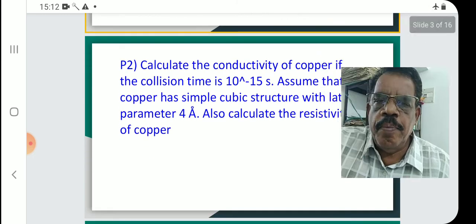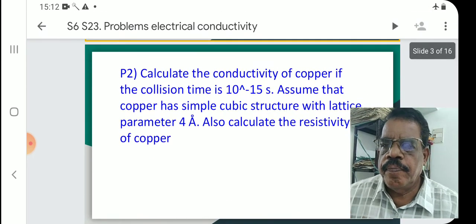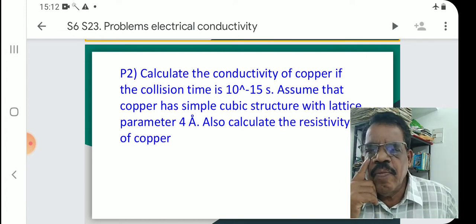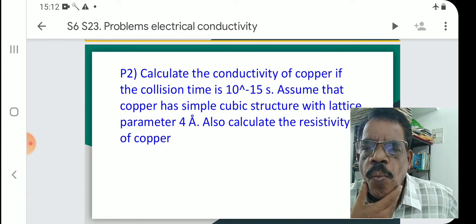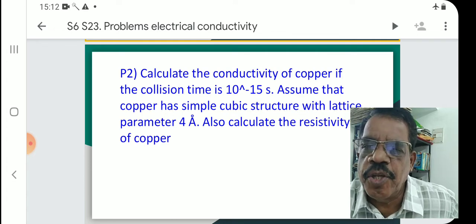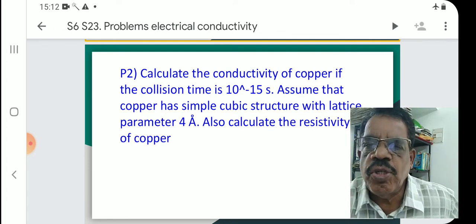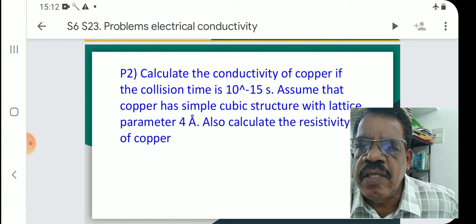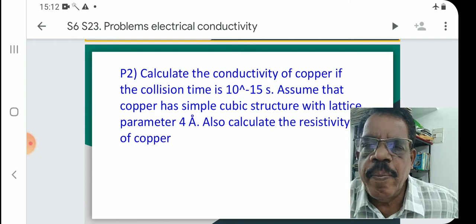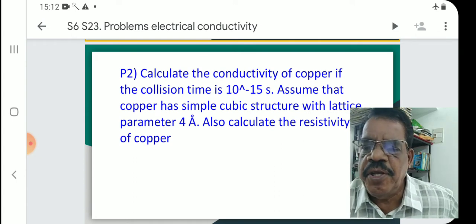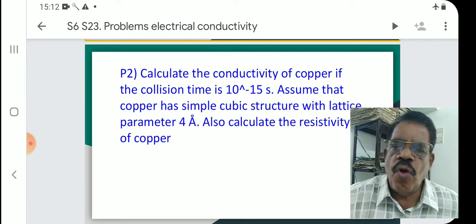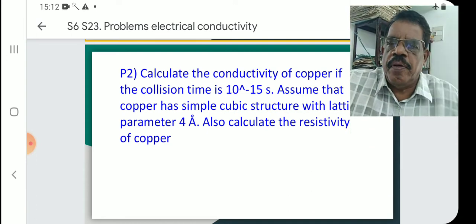Next problem number 2. Calculate the conductivity of copper if collision time is 10 raised to minus 15 seconds. You read as 10 raised to minus 15. It is written in that manner. Calculate the conductivity of copper if collision time is 10 raised to minus 15 second. Assume that copper has simple cubic structure with a lattice parameter 4 angstrom. Also calculate the resistivity of copper.